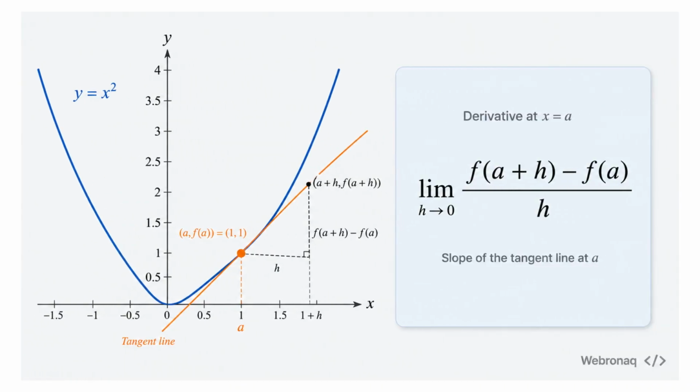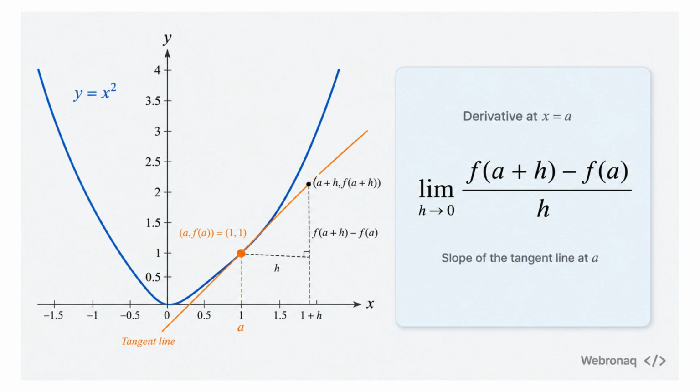Differentiability is a stricter idea. A function is differentiable at a point x equals a if it has a well-defined tangent line there, meaning a unique finite slope. We measure that slope using the difference quotient. Take the slope of the secant line connecting x equals a to a nearby point x equals a plus h, then let h shrink towards 0. If that limit exists and is finite, the function is differentiable at a, and the limit value is the derivative f prime of a.